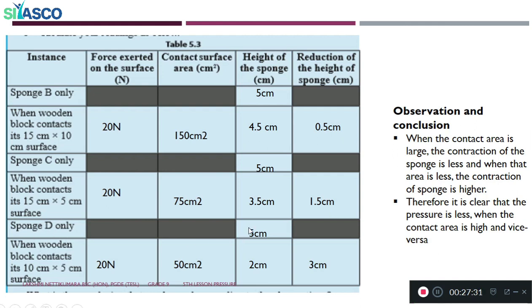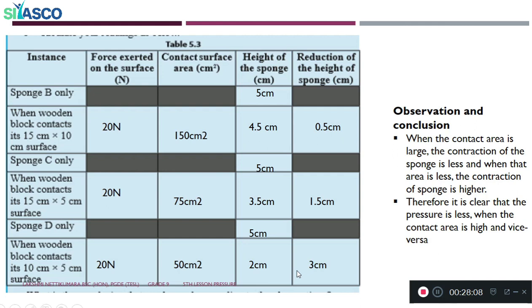Sponge D, again 5 centimeters. When the wooden block contact is 10 by 5, with the same weight, the area is 50 square centimeters. The height of the sponge is 2 centimeters, so the reduction is 3 centimeters. Here it is obvious that we kept the force constant. Here you can see that reducing the contact area increases the reduction of height.